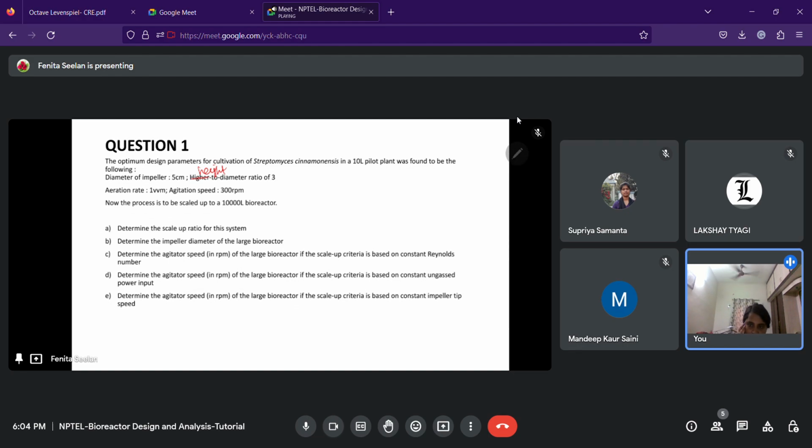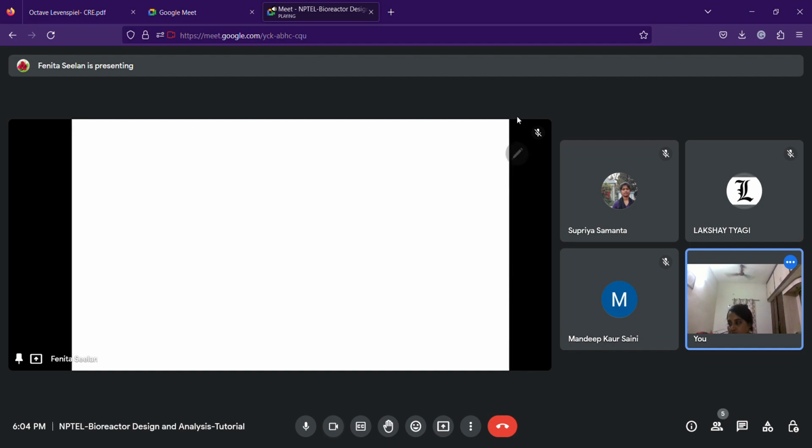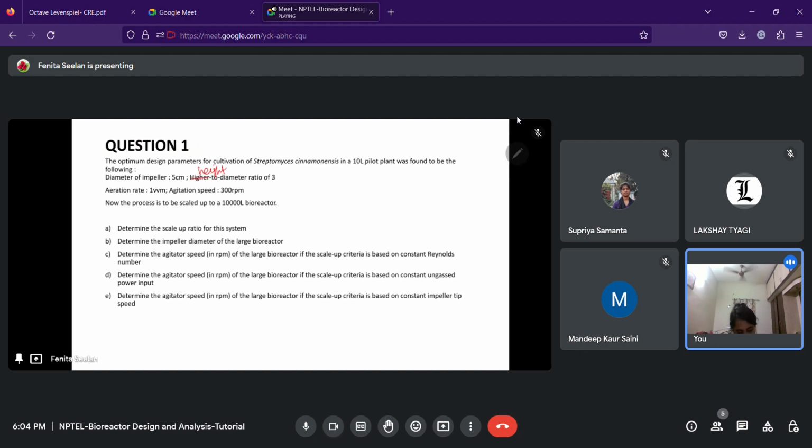I hope you remember the scale-up criteria based on Reynolds number, constant ungassed power input, constant impeller tip speed, etc. If you remember those, we can easily solve this problem. So let's start solving the problem. First, we will write down the given. Let's denote the volume of the smaller reactor as Vs, 10 liter, and the volume of the larger reactor is Vl, which is 10,000 liter. What else is given? Di is 5 centimeter and H by D is 3.